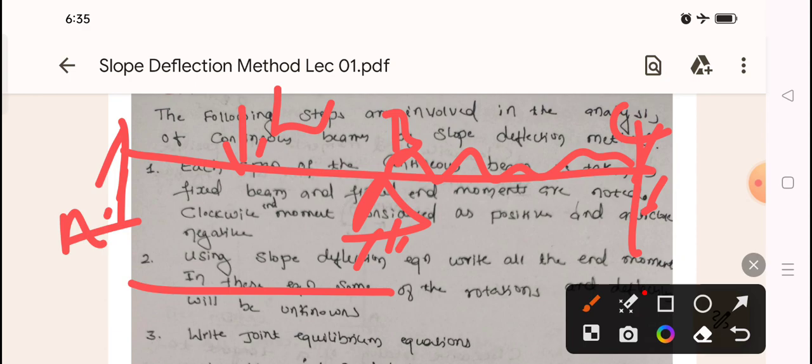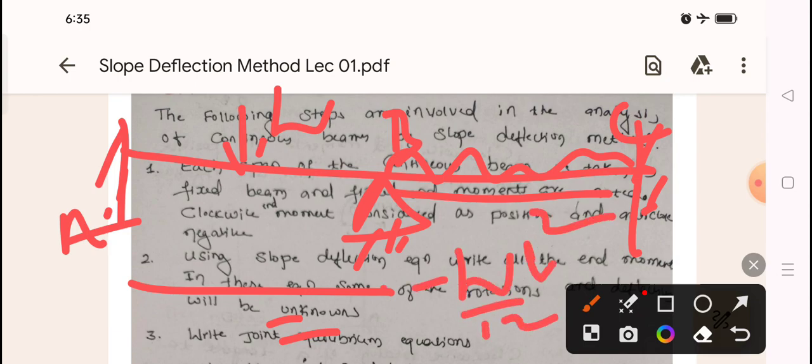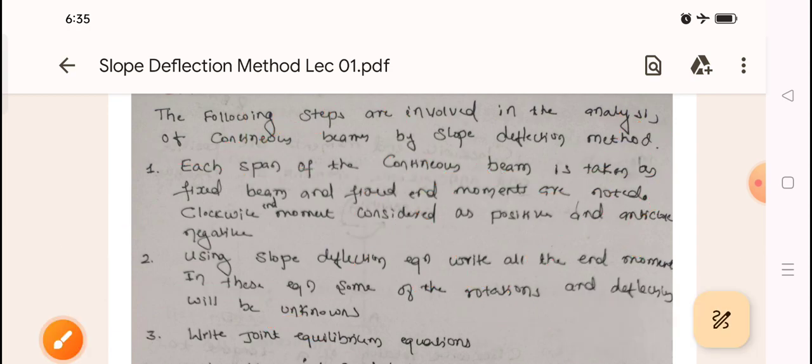MFAB will be minus WL by 8. What about MFBA? MFBA will be plus WL by 8. Same thing if it is UDL. If it is UDL, what is the formula? For UDL, MFAB will be minus WL square by 12. And MFBA will be equal to plus WL square by 12. This is the first thing we are supposed to do.